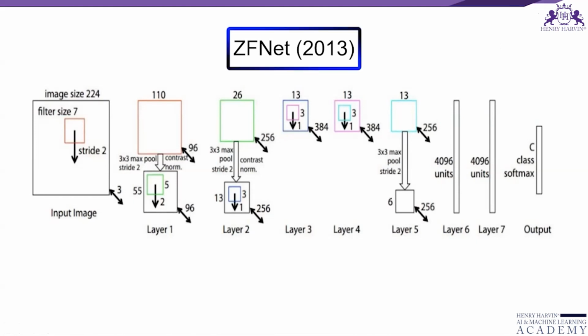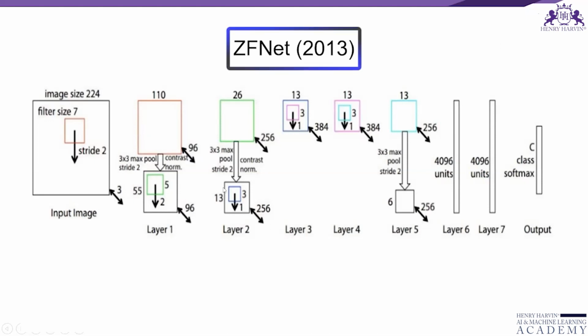So this network also used ReLUs for activation and was trained using batch stochastic gradient descent. If you look at this, you can see that the image size is 224, the filter size is 7, and the stride is equal to 2. Then you can see this will be the output, and after that maximum pooling is done on it, 3x3 maximum pooling with the stride equal to 2.